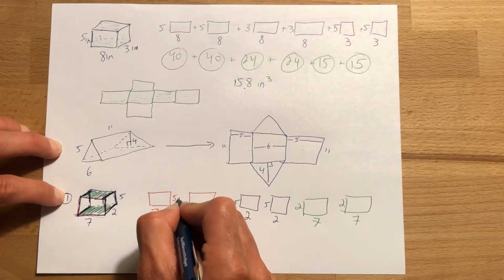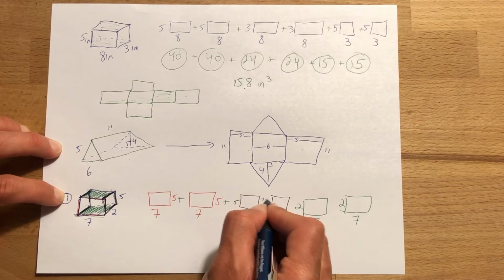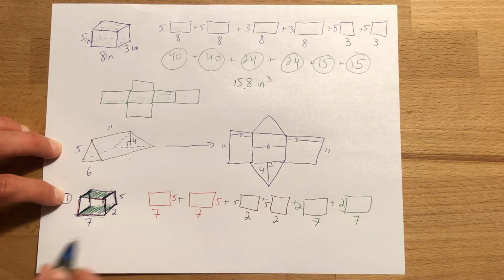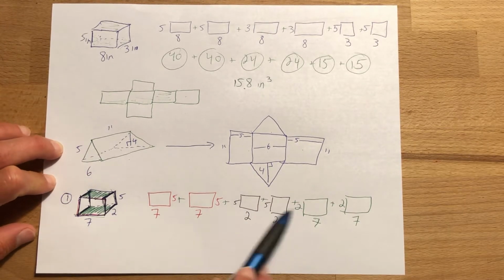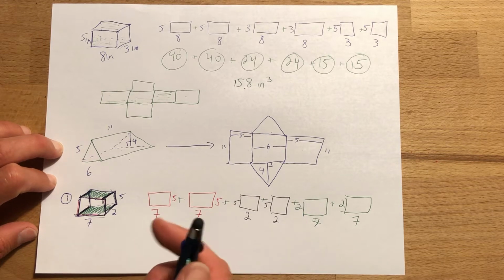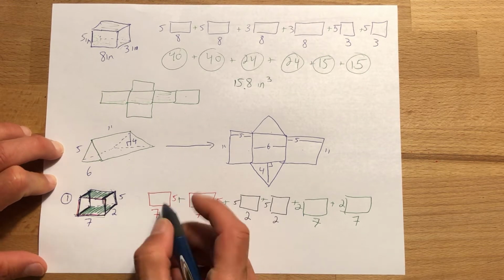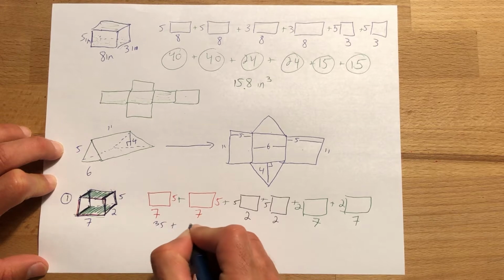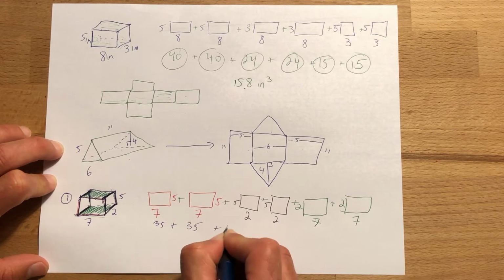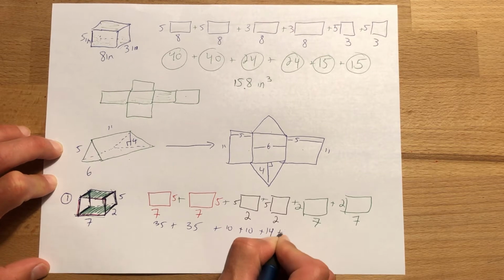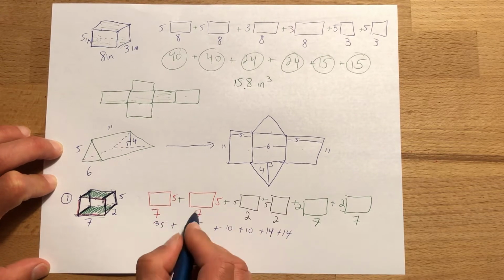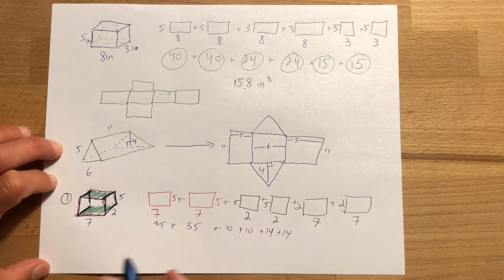Now, if I add the area of all of these together, I'm going to get the total surface area. I think the easiest way to do it is to break it down into individual shapes. So 7 times 5, this is 35, plus 35, plus 10, plus 10, plus 14, plus 14. Base times height, or length times width, same thing.